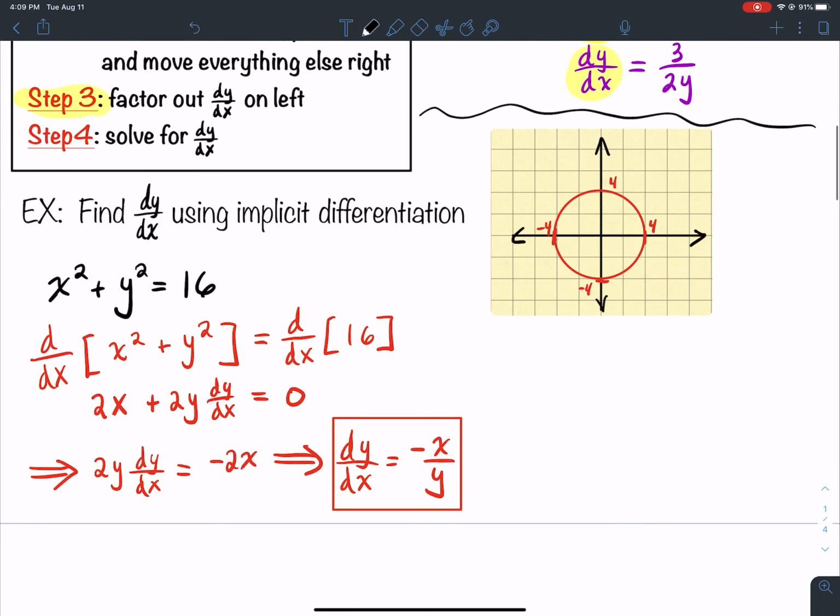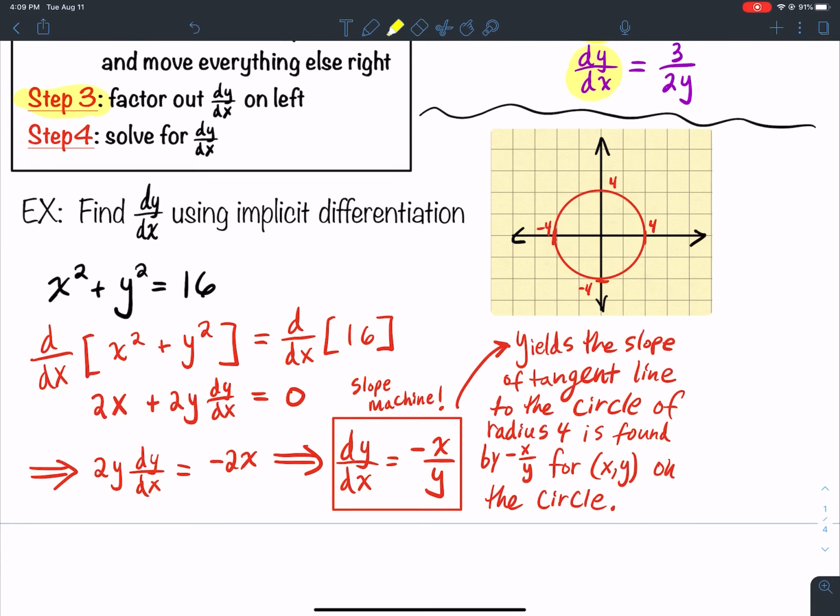The way I think about this, dy/dx equals negative x over y. This is implicit because it has an x and a y input here. So I think about this as a slope machine. You give me a point on this circle, some xy coordinate, and I can tell you the slope at that point, okay? So this machine yields the slope of the tangent line to the circle of radius 4, found by negative x divided by y for some xy coordinate on the circle.